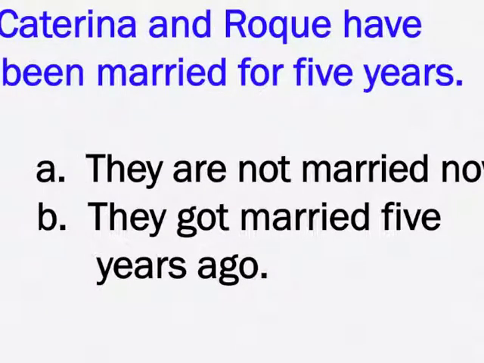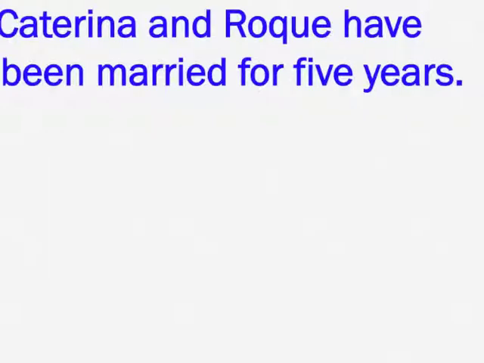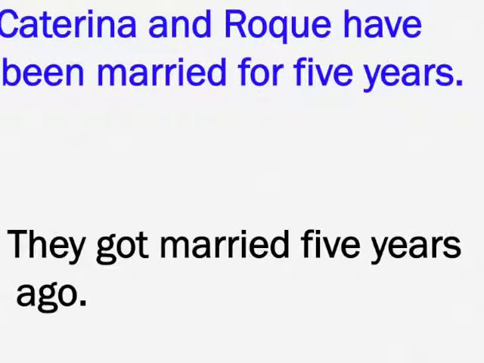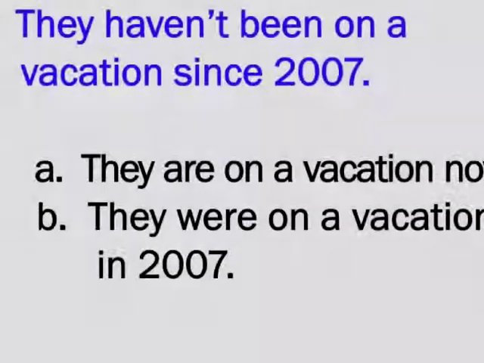Katerina and Rock have been married for 5 years. Choose A or B. Katerina and Rock got married 5 years ago. They are still married, so we use the present perfect. Answer B is the correct answer. They haven't been on a vacation since 2007.